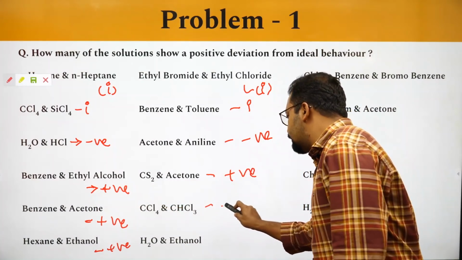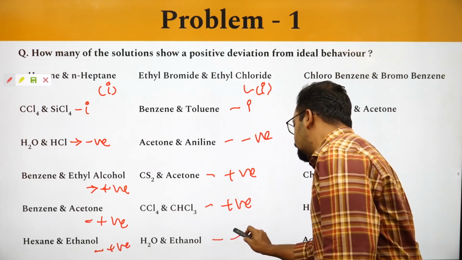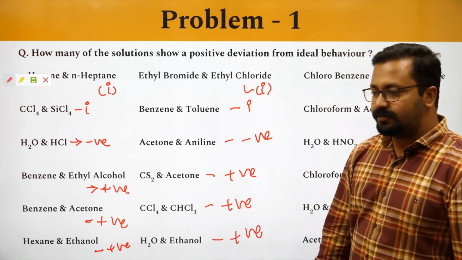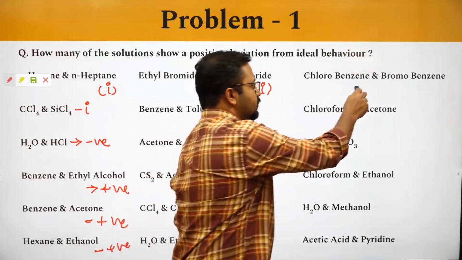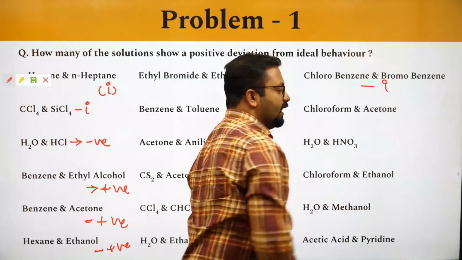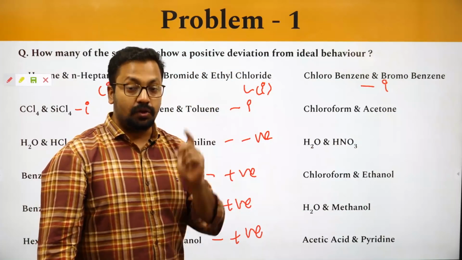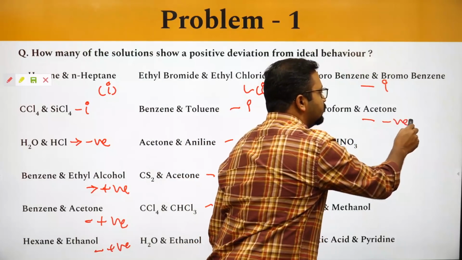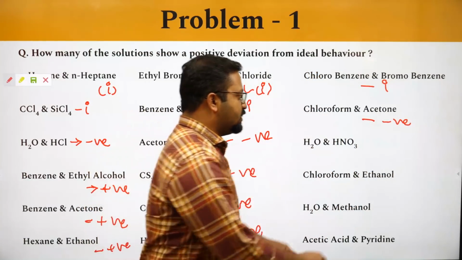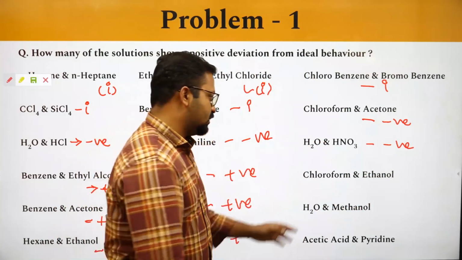CCl4 CHCl3. CHCl3 has some degree of you can say dipole-dipole interaction, but CCl4 does not. So this will be positive. H2O ethanol, positive, that I've already told you. Chlorobenzene bromobenzene, ideal. Chloroform acetone react with each other to form chloritone. So reaction होता है, इसका मतलब negative होगा. H2O HNO3 ionization, negative. Creation of ions.